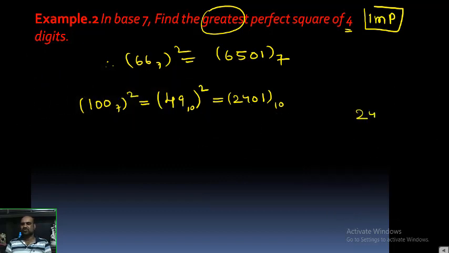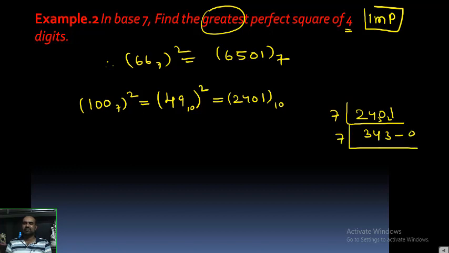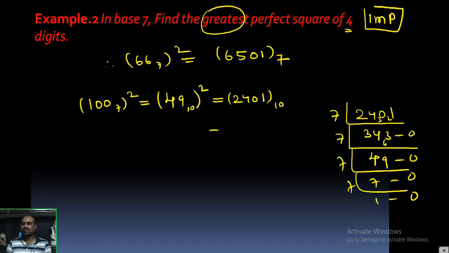Now I want to convert that number into base 7. 2401 should become base 7. 7 threes are 21, 3 remainder. 7 fours are 28, 2 remainder. 7 threes are 21, 0 remainder. 7 fours are 28, 6 remainder. 7 nines... 0 remainder. 7 sevens, 7 ones, 0 remainder. So I get 1 0 0 0 0, four zeros, in base 7.